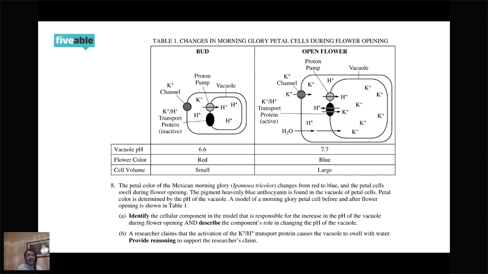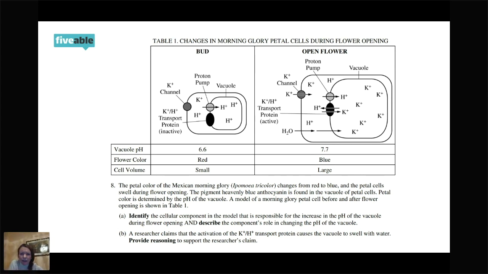All right, part A, identify the cellular component in the model that's responsible for the increase in the pH of the vacuole during flower opening. Okay, so every bolded word that you see is worth a point. So part A is worth 2 points, identify and describe. So the first thing we need to do is identify who's responsible for the increase in pH. Okay, let's see, who is responsible?